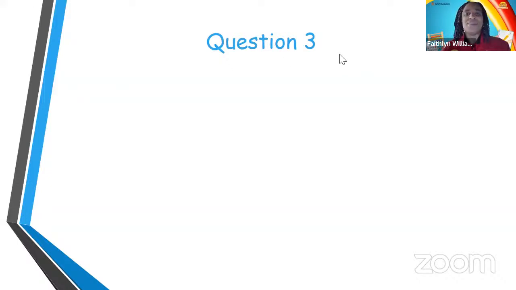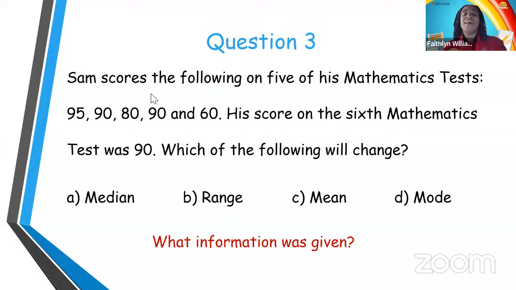So for question 3, we have Sam scores the following on 5 of his math tests: 95, 90, 80, 90, and 60. His score on the 6th mathematics test was 90. Which of the following will change? Get ready to share with me. At this point, I'm going to give somebody a chance to share with me. So listen out for it. So again, look at it.